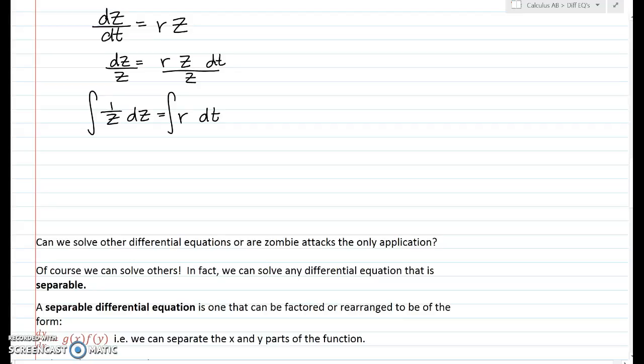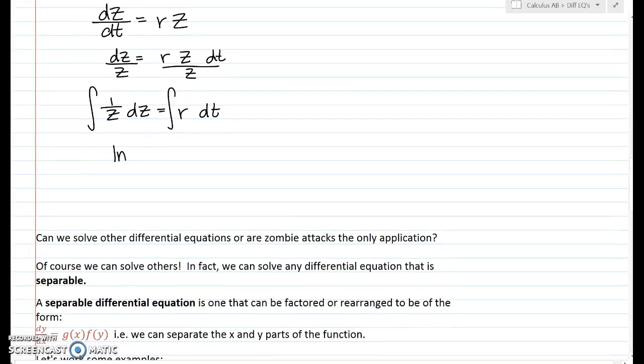Since I started with what we called a differential equation, which remember just means an equation that involves a derivative, to undo the derivative, I'm going to have to take an integral. So that kind of makes sense. The integral of 1 over z is natural log of z, and the antiderivative of r, remember r is a constant with respect to time, is rt, and since this is an indefinite integral, I need a plus c.